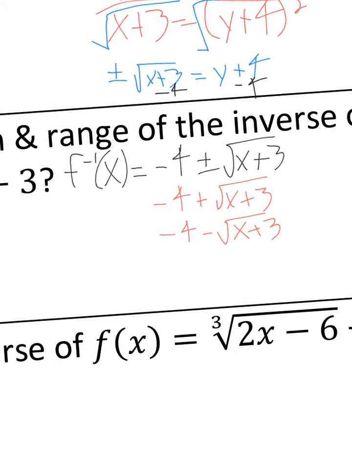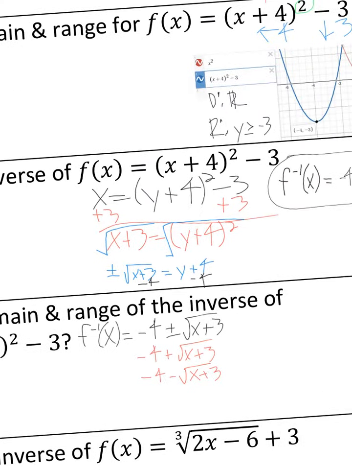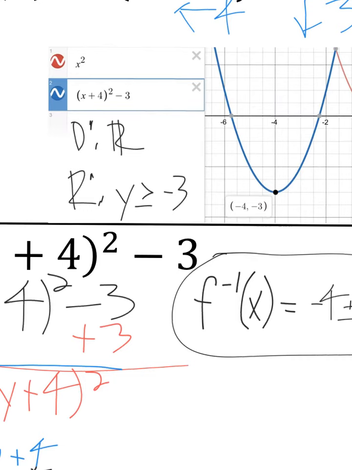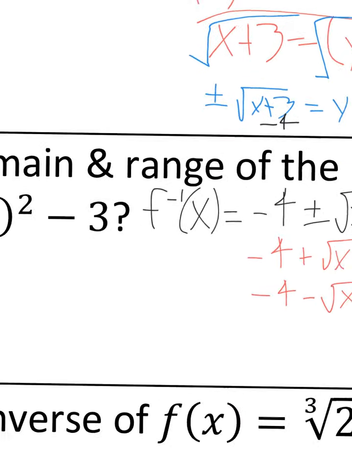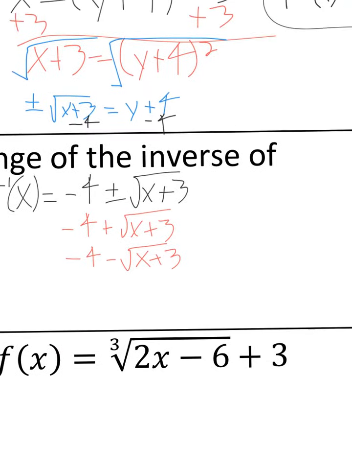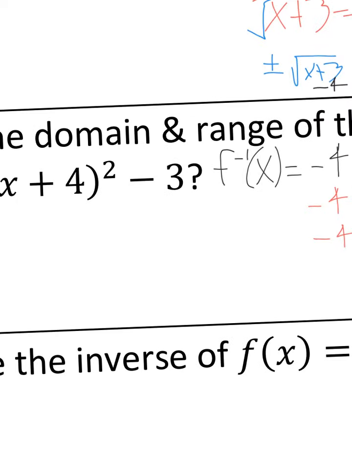Okay? But remember, we just got the domain and range of the original, and inverse means it's flipping. So I'm just going to flip this answer, and I'm going to look at the graph to confirm it. But let's write down the answer of what I'm telling you it's going to be. So the domain and range, let's see, the domain was all real numbers on the other one, so that means the range on this one's going to be all real numbers.